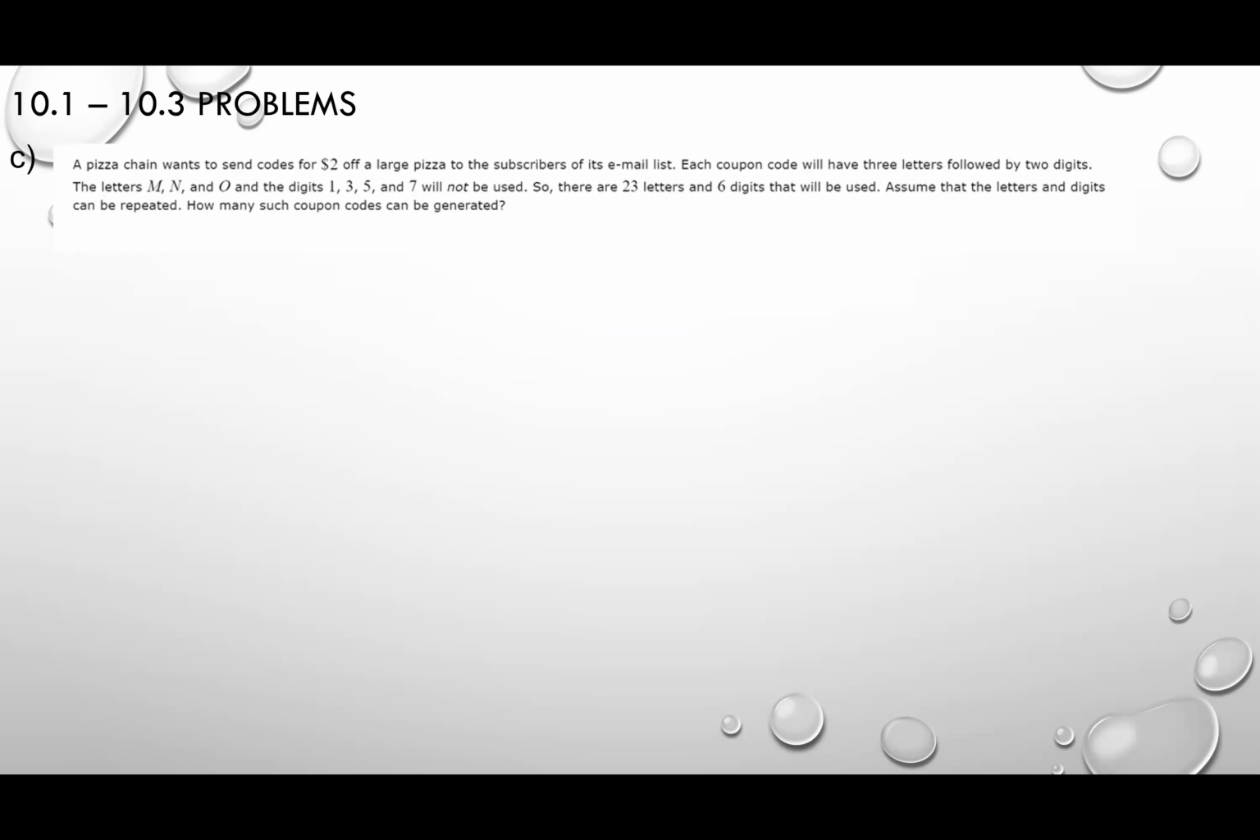So a pizza chain wants to send out a $2 off large pizza coupon for a subscriber on the email list. Each code contains 3 letters followed by 2 digits. The letters M, N, O, and the digits 1, 3, 5, 7 will not be used. So there are 23 letters and 6 digits that can be used. Assume that the letters and digits can be repeated. How many such coupons can we generate?